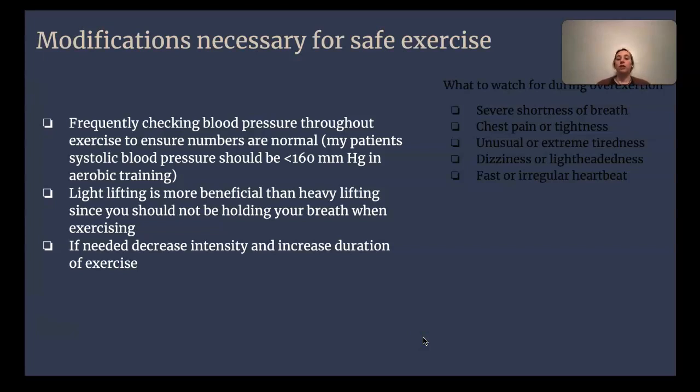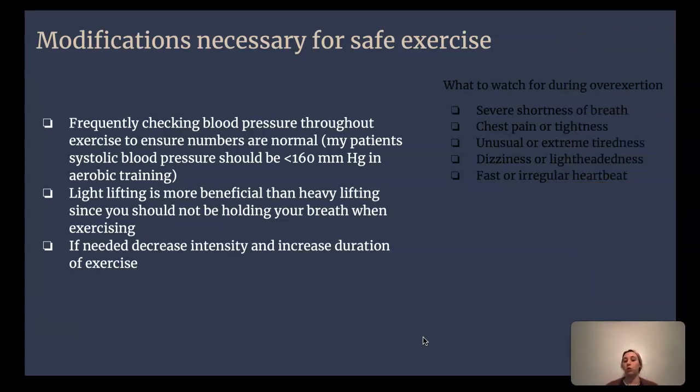Modifications necessary for safe exercise. Safe exercise is especially important for my client because if blood pressure goes above 160, that can be dangerous for my client and they can develop a thoracic aortic aneurysm. So, frequently checking blood pressure throughout exercise to ensure numbers are normal is highly important.